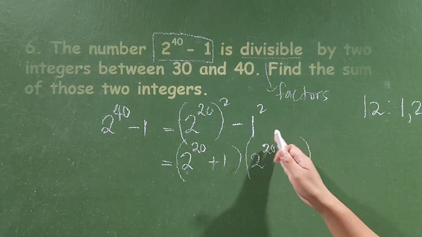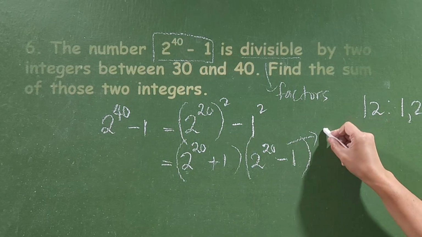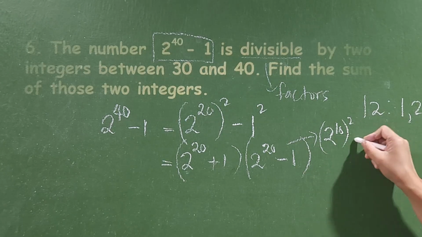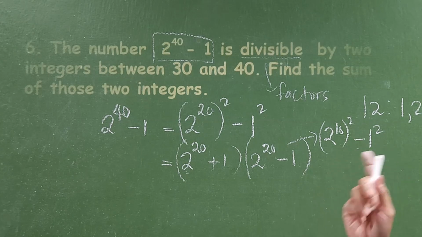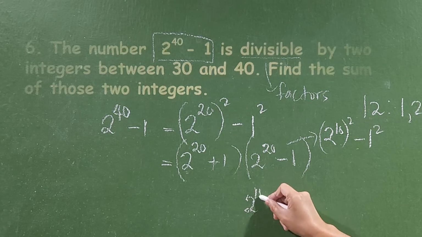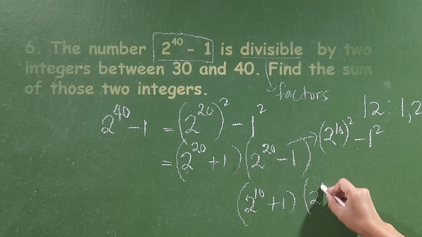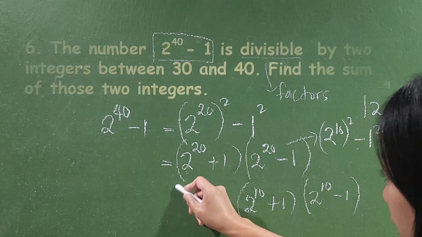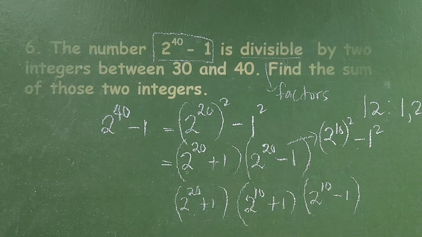In here, we can no longer rewrite 2 raised to the power of 20 plus 1. But 2 raised to the power of 20 minus 1, we can write as 2 raised to the power of 10, squared, minus 1 squared. So this is again a difference of squares. So we can write this as 2 raised to the power of 10 plus 1 times 2 raised to the power of 10 minus 1. Okay, let's bring down 2 raised to the power of 20 plus 1.